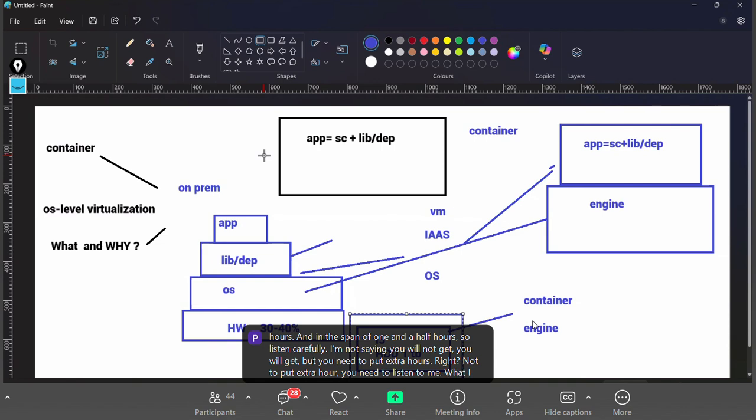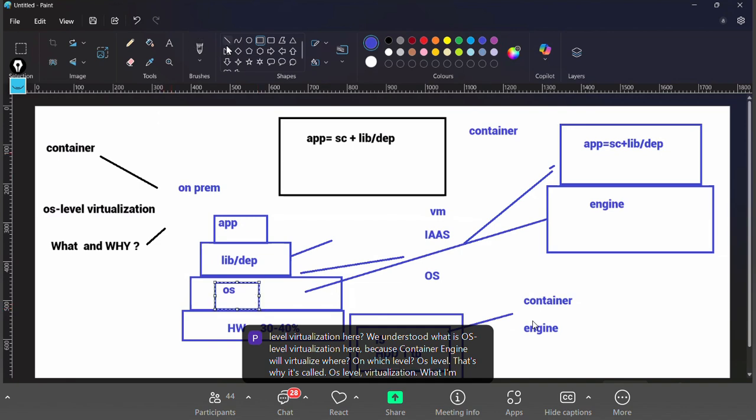I'm talking about containers. Please understand, a container is nothing but, it's called OS level virtualization. Why is it called OS level virtualization here? Because the container engine will virtualize where? On which level? OS level. That's why it's called OS level virtualization.